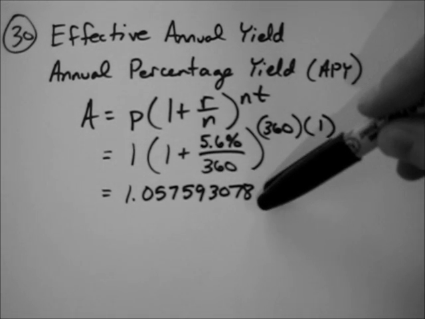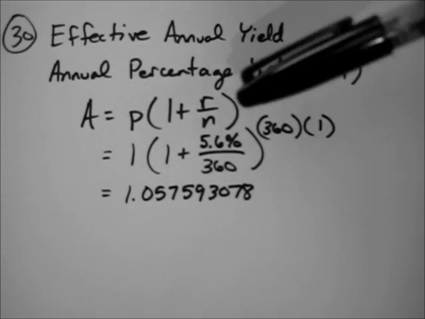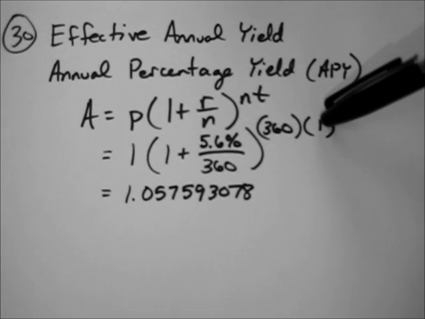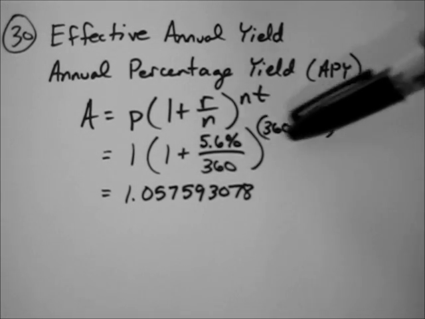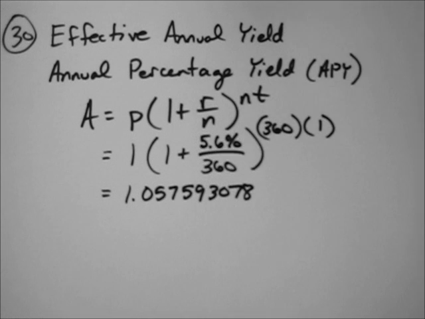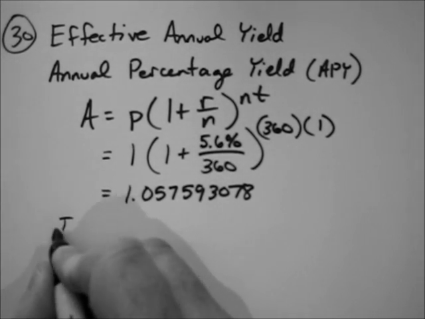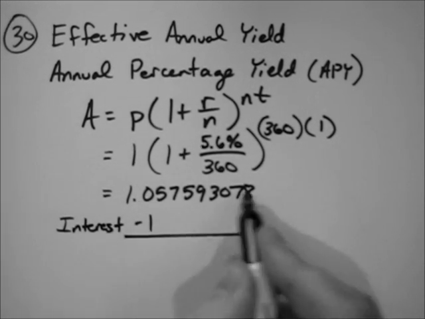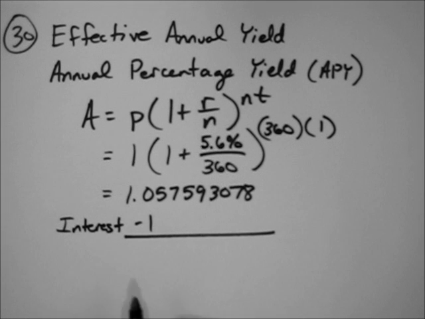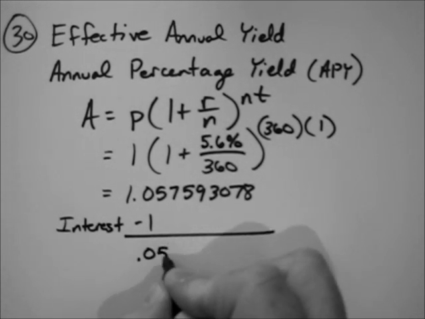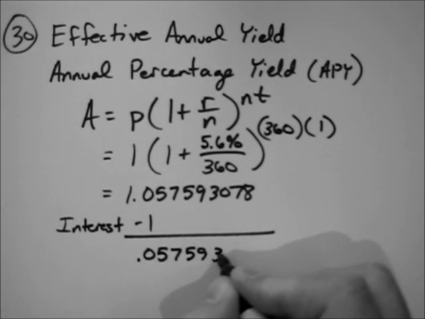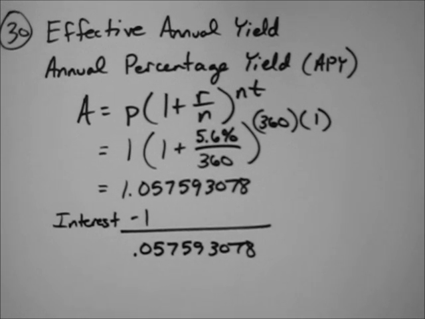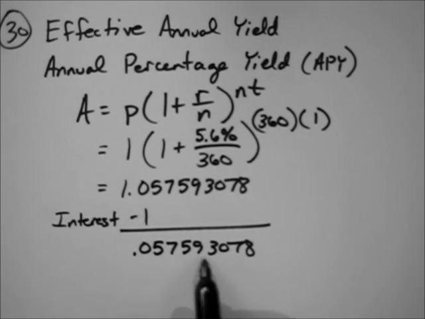So what we just calculated here, this is not the APY. What we found out is how much money would be in your account if you invested $1 for 1 year under the conditions stated in the problem, 5.6% compounded daily. So if you wanted to know how much interest you actually earned, you could subtract 1 from the amount in the account, which is real easy to do. Drop the 1 at the front and you get 0.057593078. So you would have earned this much money on $1 for 1 year.